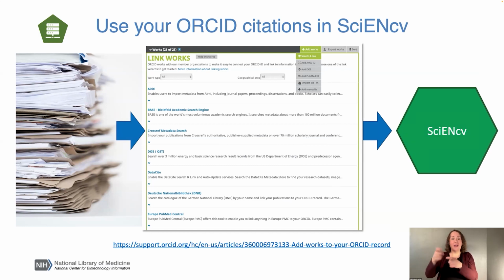NIH deals mostly with life and biological sciences. We have PubMed that's tightly integrated. ORCID expands that out into many different other fields of science. So from that basis alone, it's a huge boon if you're interested in having this information quickly brought into your biosketch to fill out in SciENcv.